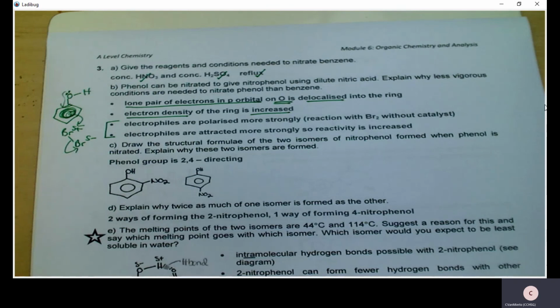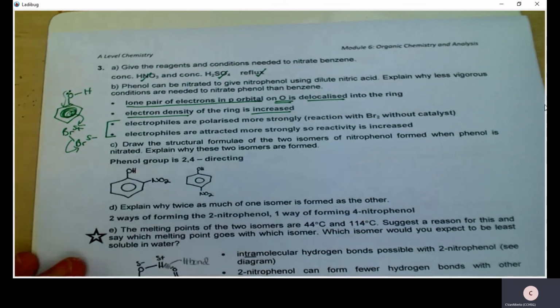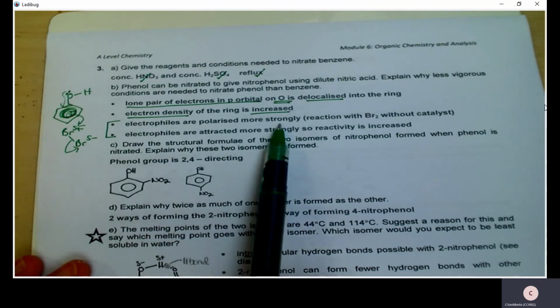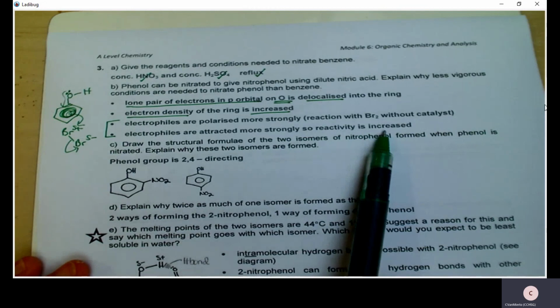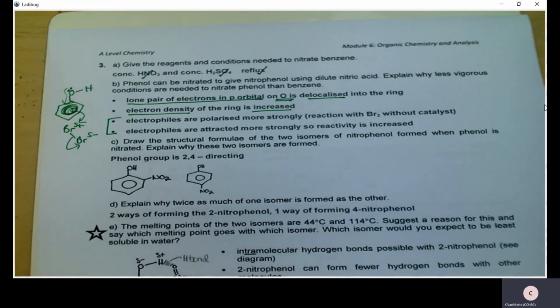So when we're nitrating phenol, we need to attract the nitric acid, whereas when we were nitrating benzene, we needed to generate an electrophile. So both of these would apply. So we can say that electrophiles are polarized more strongly and so are attracted more strongly, so reactivity is increased. So actually in this case, both. I mean, they clearly both apply, but in terms of marking, probably only one of them would be necessary.